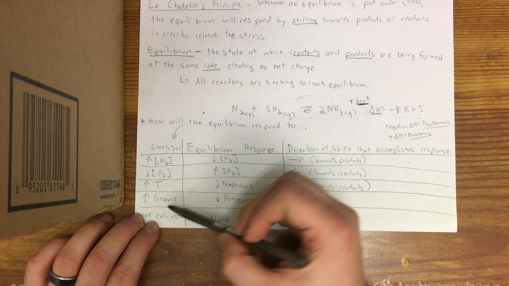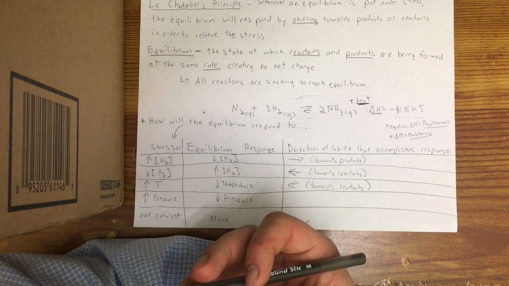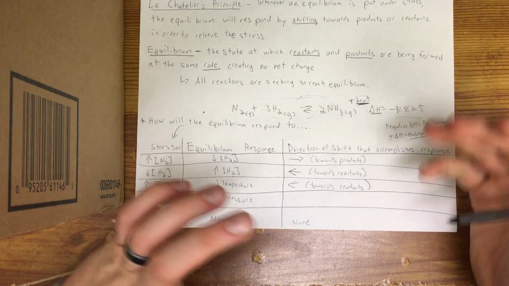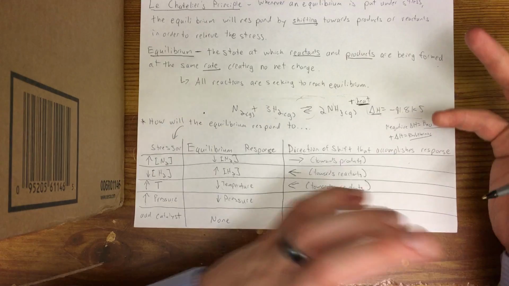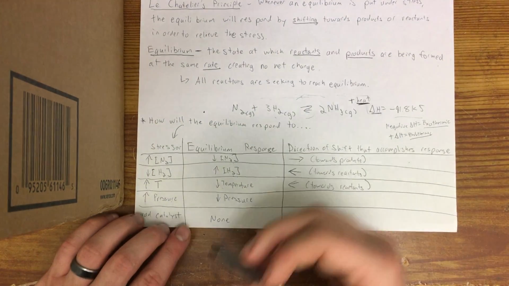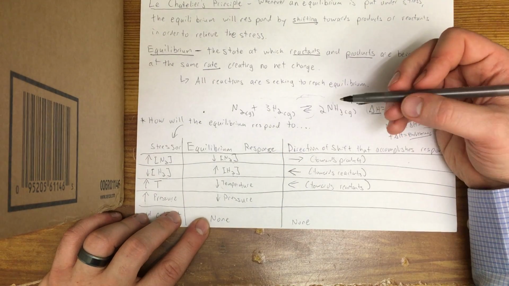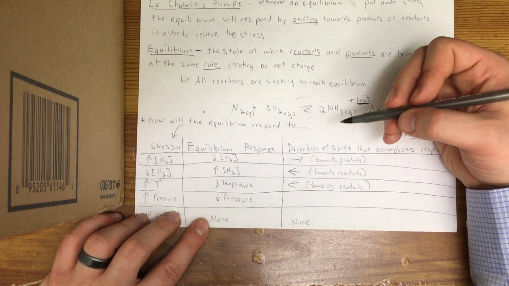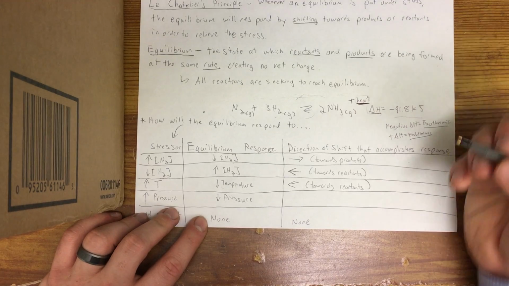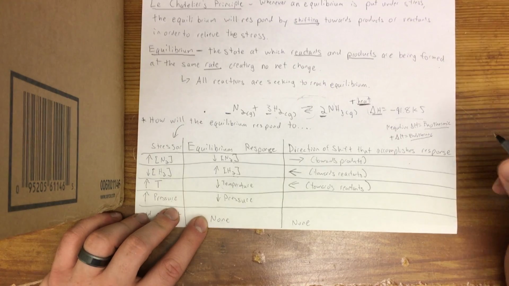For pressure, for changes in pressure, what we need to do is determine where the gases are in the equation. We only count gases because gases are the only state of matter that's legitimately affected by pressure. So in order to do that, we look at the reaction and determine how many moles of gas are on each side. We don't count solids, liquids, or aqueous solutions when we're taking this into account. So in order to add up the moles of gas, we look at the coefficients on each side of the reaction.